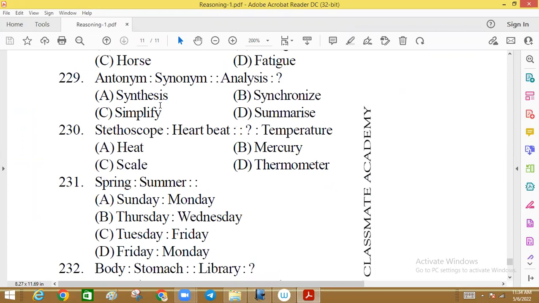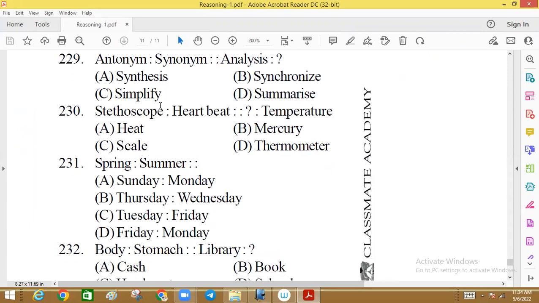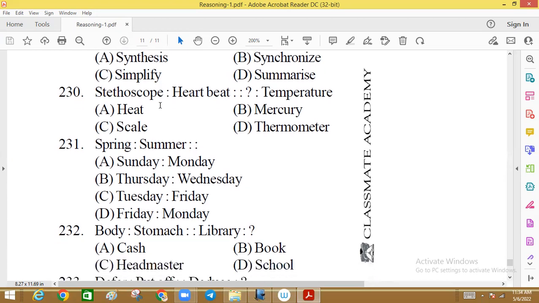Next one, 230, easy. Stethoscope, heartbeat. In the same way, thermometer, temperature. Right? What is the relation between stethoscope and heartbeat? Stethoscope is the instrument used to measure heartbeat. In the same way, what is the instrument used to measure temperature? Obviously, thermometer. Everybody knows that.